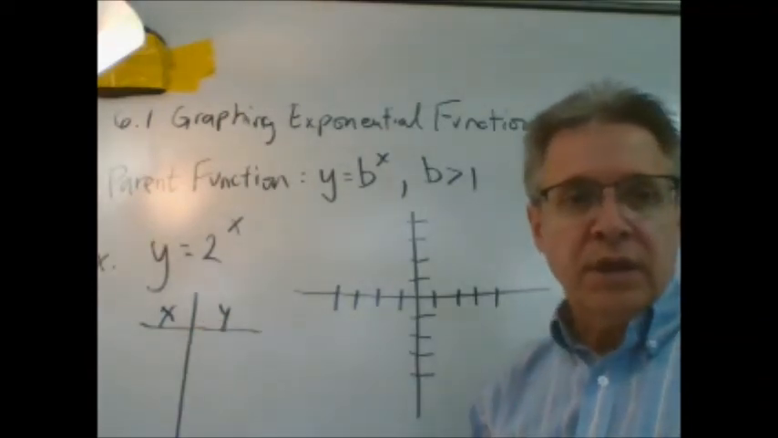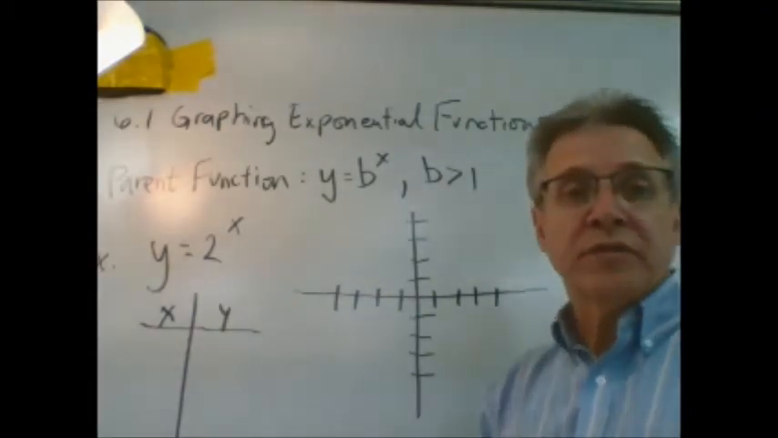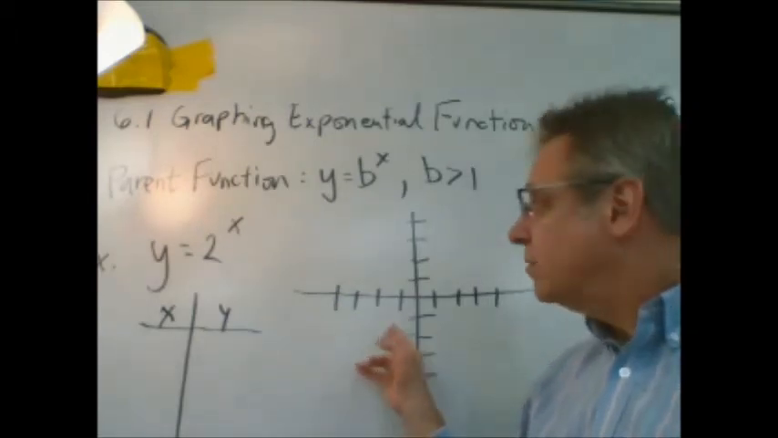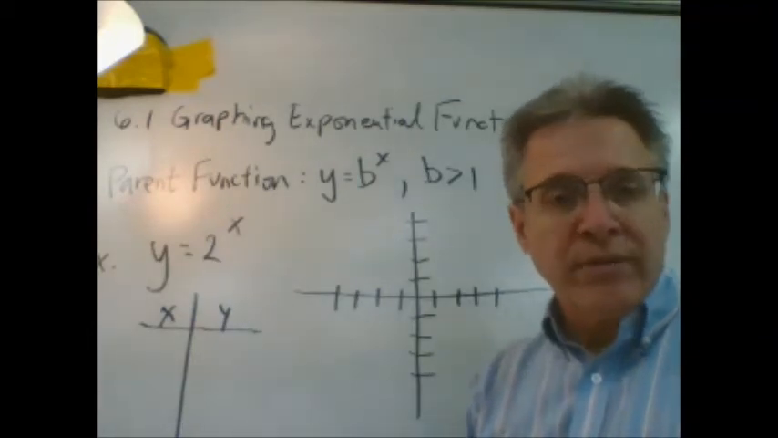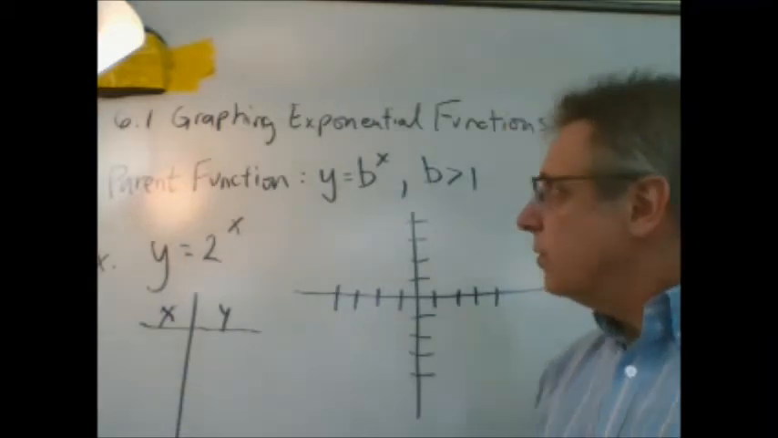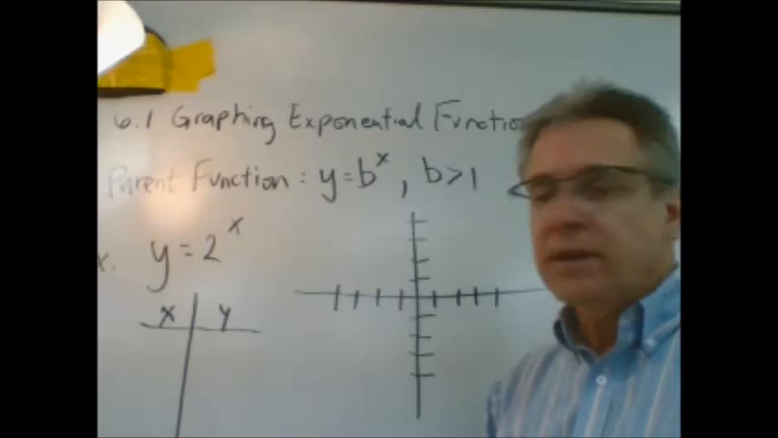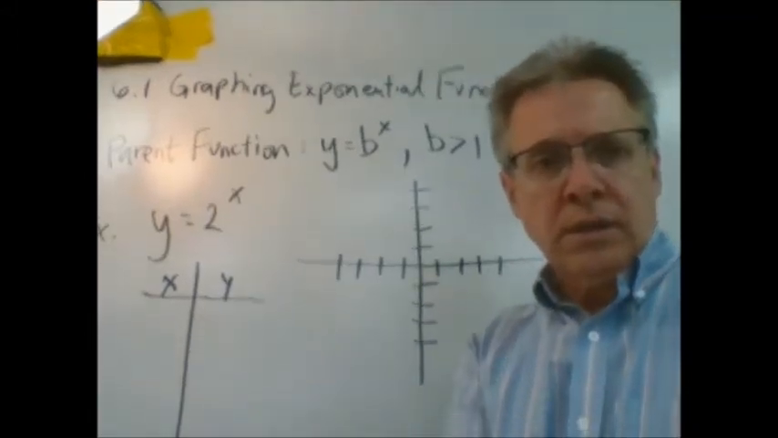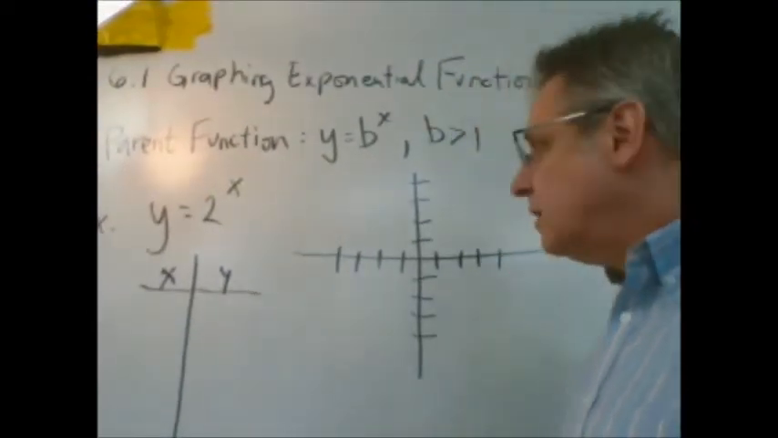I'm going to first start out by showing you what a very simple exponential function looks like. We're going to graph it using a table, and we're going to then talk a little bit about the graph, its domain and range, if it's continuous, and things like that. So let's get started. The function we're going to look at is y equals 2 to the x. And so let's start by picking some x values.